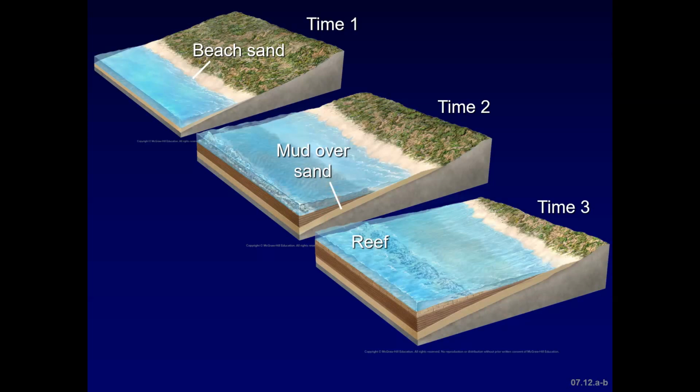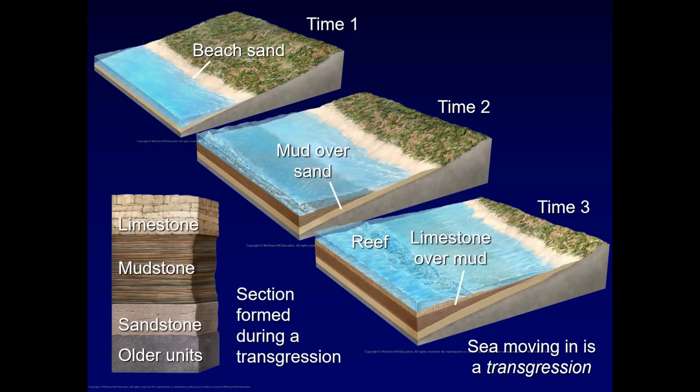At time 3, the sea moves farther inland, so the coral reef moves to the right. It's nearly over where the original beach was. The beach sand is now overlain by lagoon mud, which is overlain by limestone from the coral reef. And this is called a transgression, when you have the advance of a sea across the land. And if we were to just cut a section of these rocks out, this is the section that we would see.